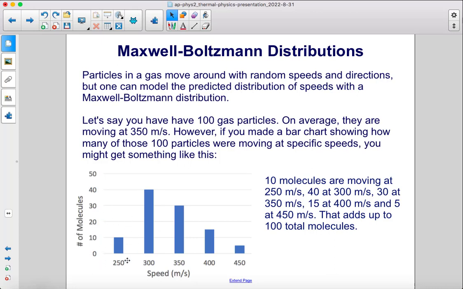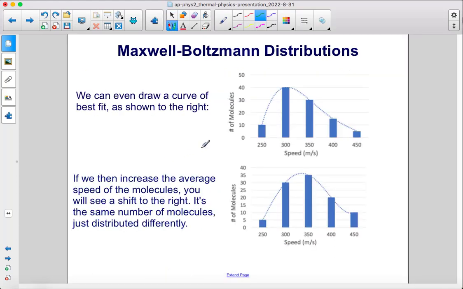10 molecules are moving at 250 meters per second, 40 molecules at 300 meters per second, 30 at 350 meters per second, 15 at 400 meters per second, and 5 particles are moving at 450 meters per second. That adds up to 100 total molecules. We can even draw a curve of best fit, as shown to the right, something like this.